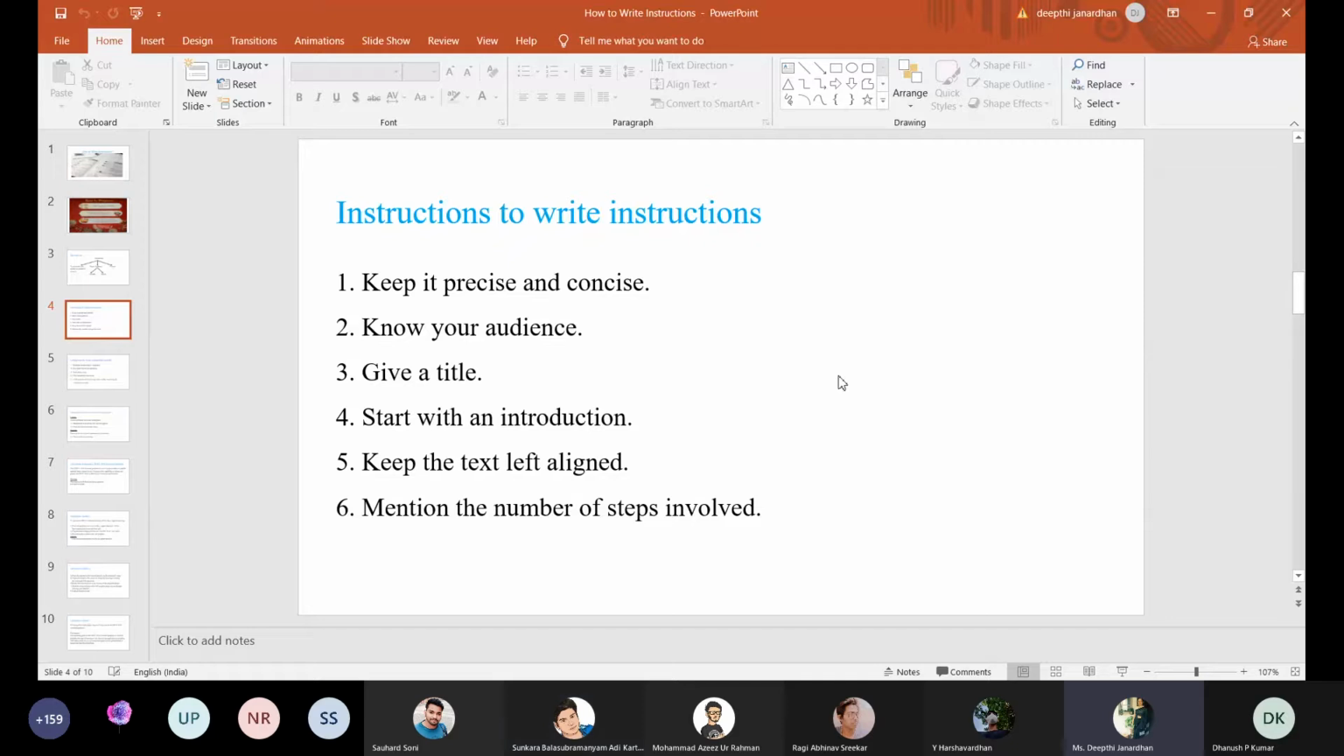Okay. So I shall come to this example a little later. Let's finish off the format first. Then maybe we shall take the same example and work on it. What do you say? Yes, ma'am. And keep the text left aligned.